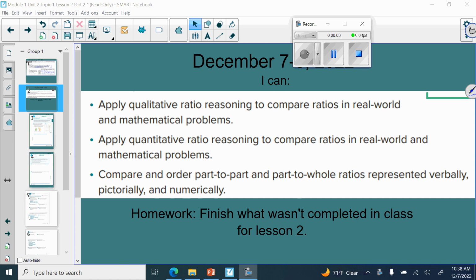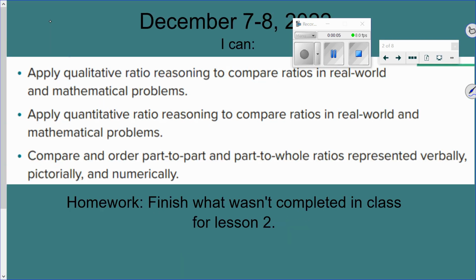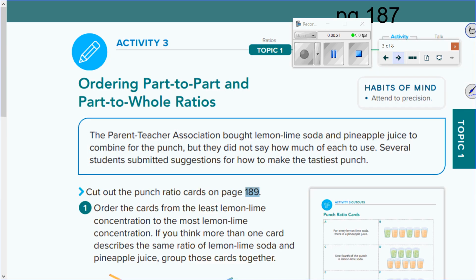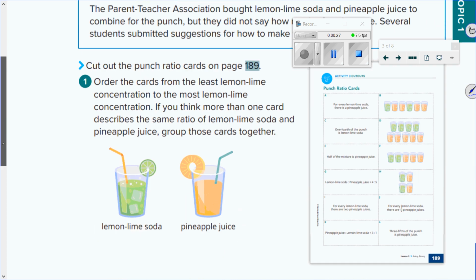Okay, guys, for today's lesson, we're going to do ratio comparisons. So we've talked about qualitative versus quantitative, part-to-whole ratios. Today, we're going to start rank ordering them. So we're really going to focus in on what we're doing. For us, our homework is going to be 191, 192. Our first one we're going to order part-to-part and part-to-whole ratios.